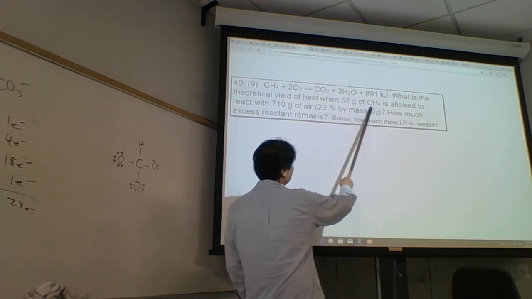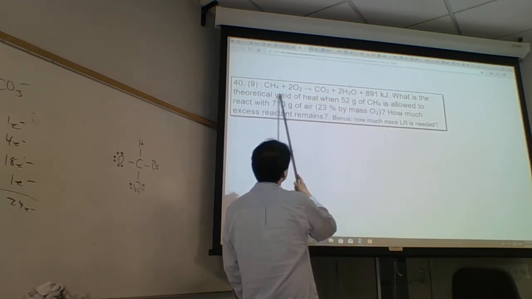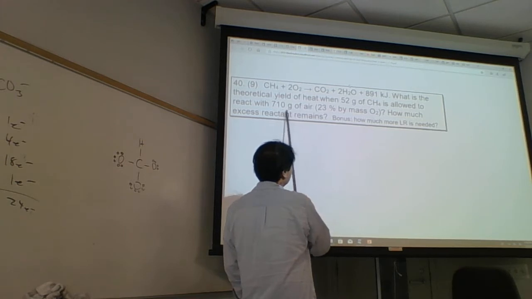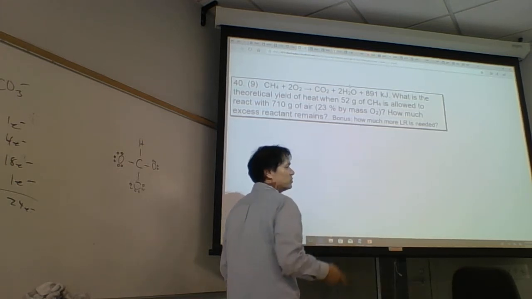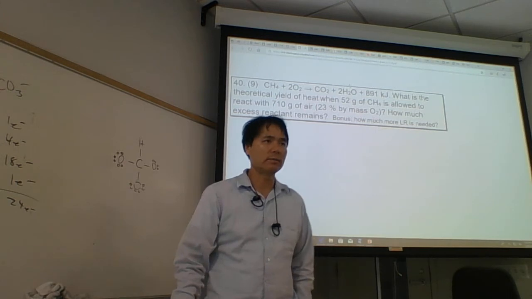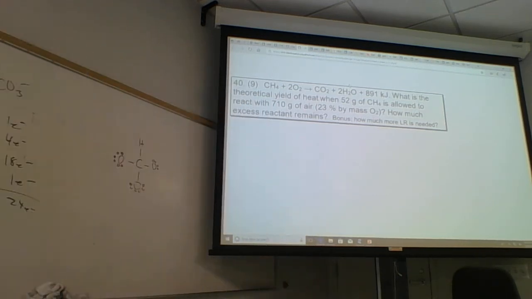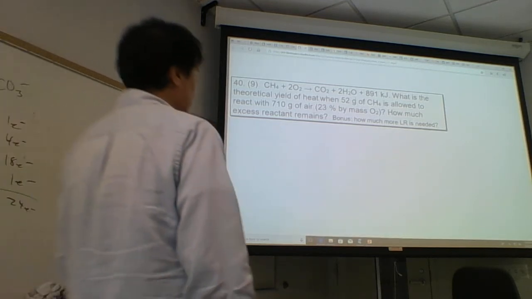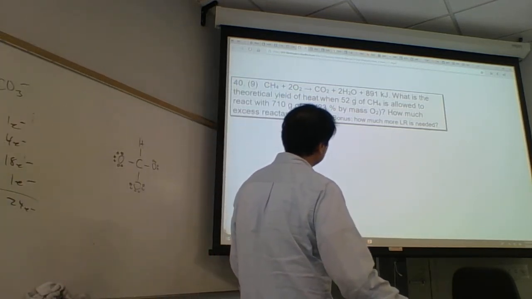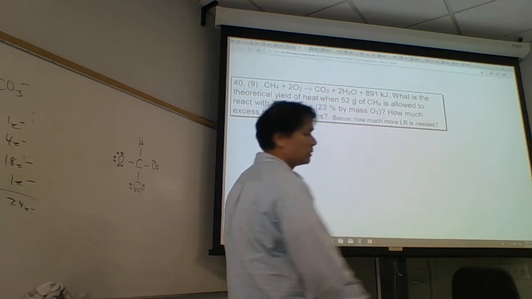52 grams of methane is going to produce some amount of joules. 710 grams of air will produce some amount of joules. Which one is it? Well, we pick the smaller amount, because the smaller amount will give us the theoretical yield of product. And heat, or energy, is a product here. Now, what is heat? Heat is transfer of kinetic energy from a hot body to a cold body. That's technically what heat is.